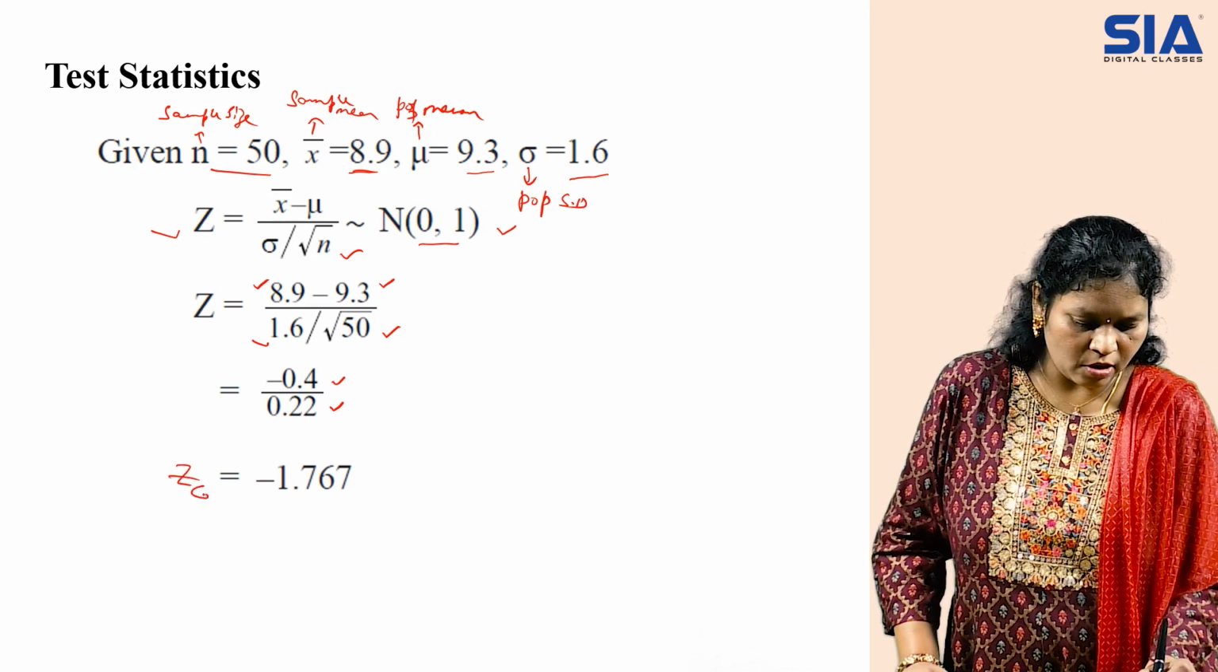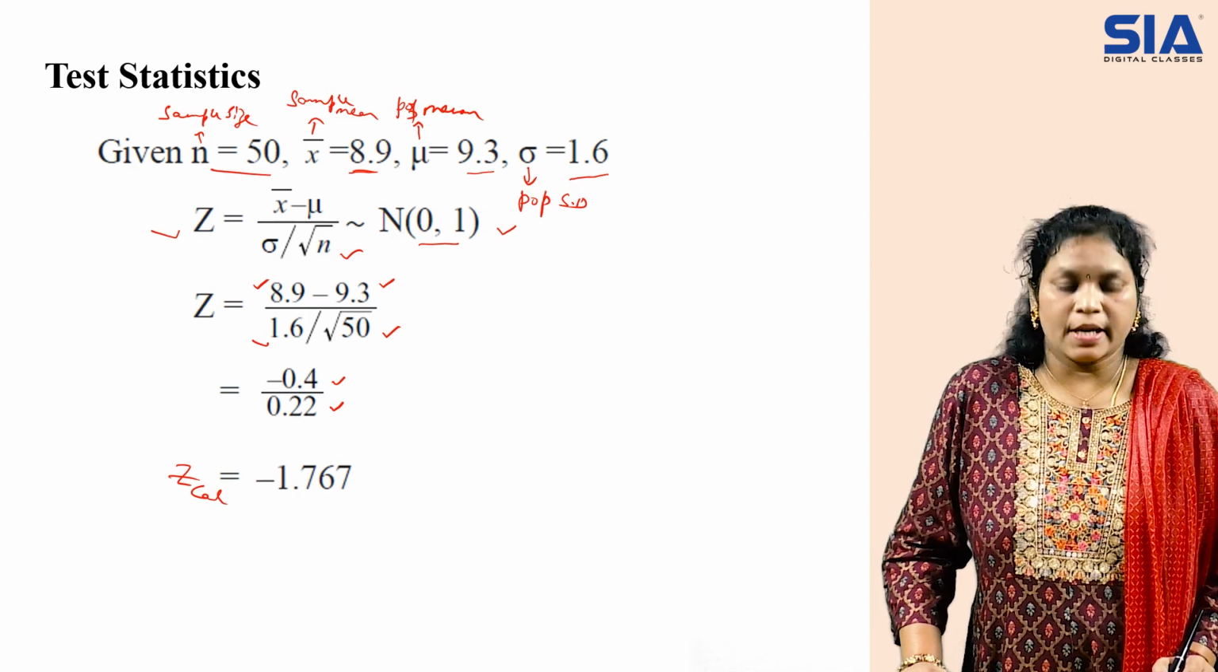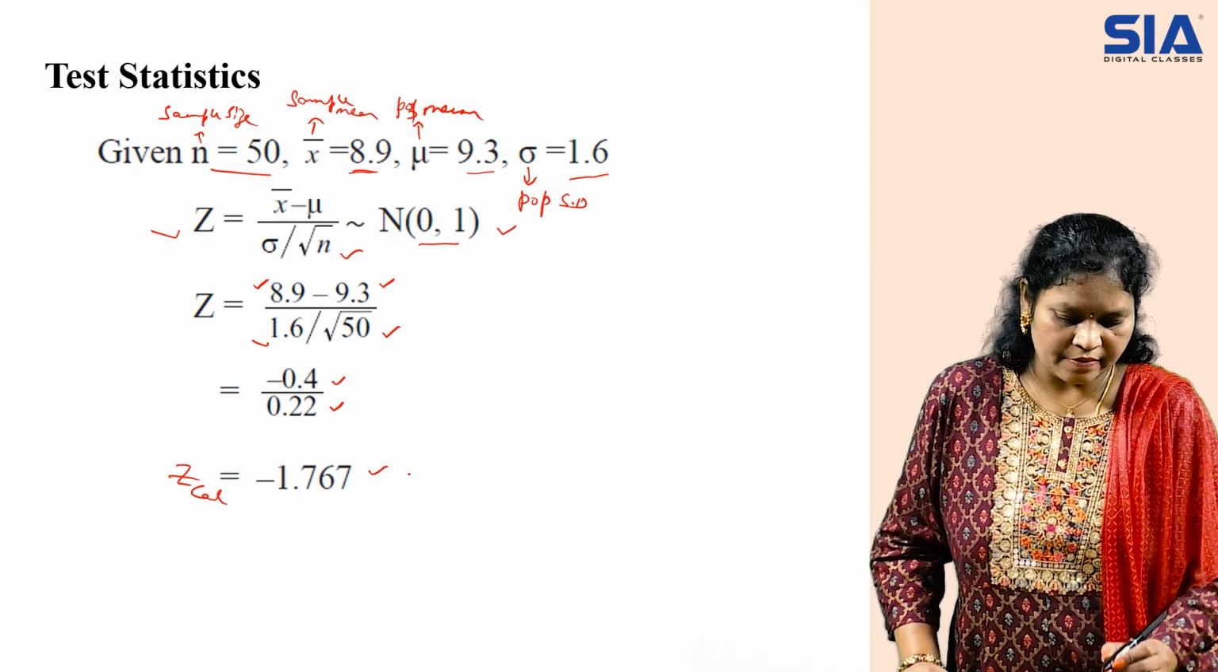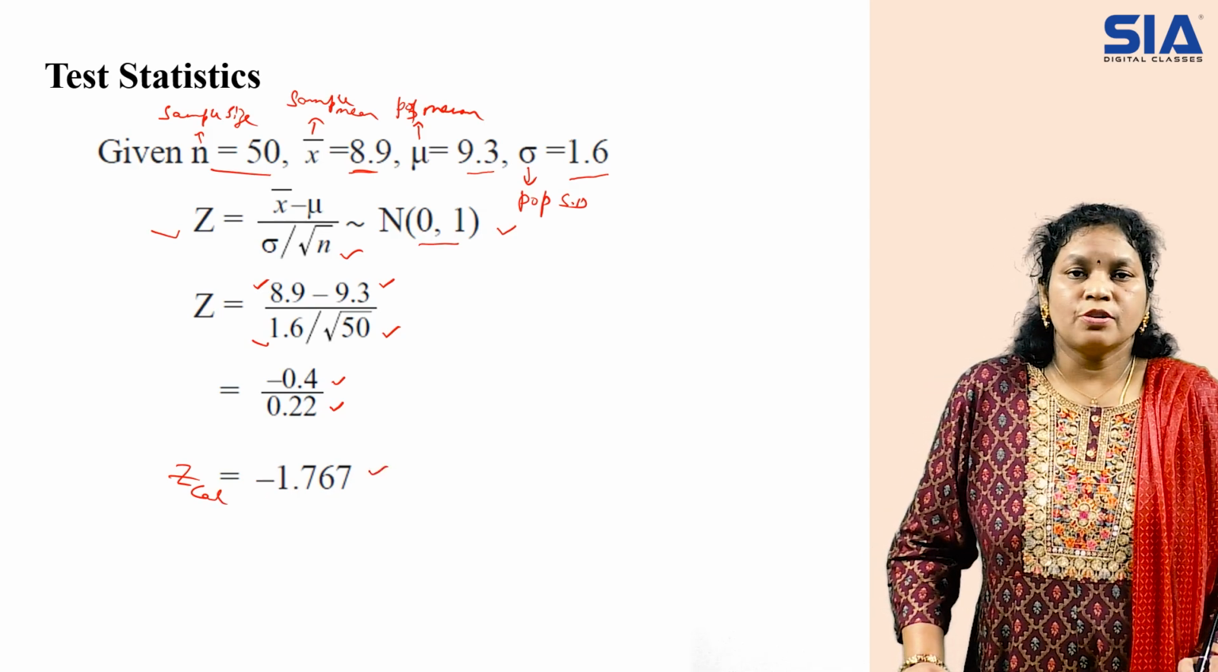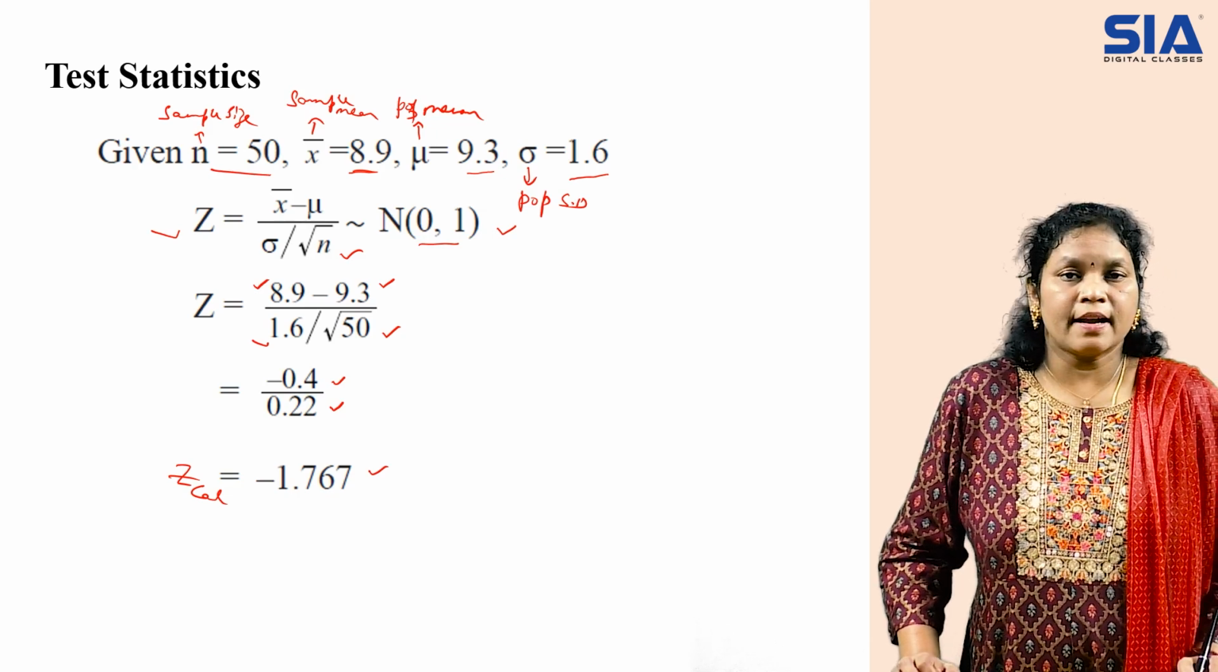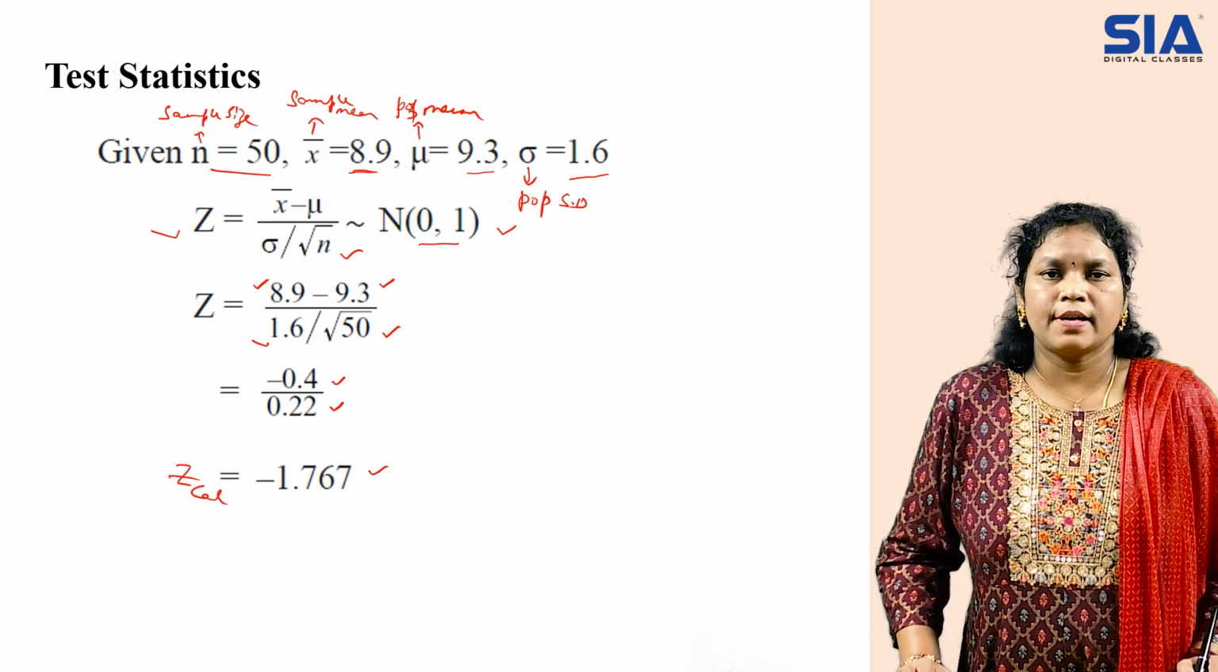Z calculated, we'll call this one. Z calculated is minus 1.767. I have got it here. So this is your calculated value z. Under that write down CAL, that is your z calculated value.